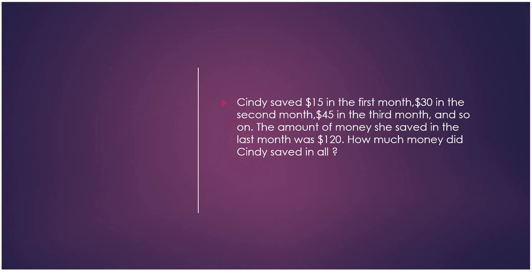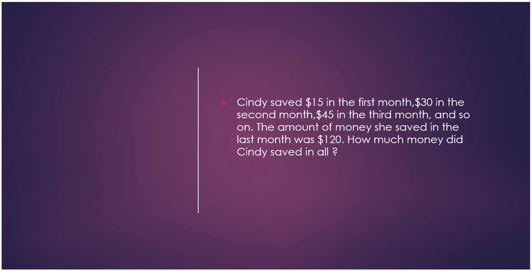Sydney saved $15 in the first month, $30 in the second month, $45 in the third month, and so on. The amount of money she saved in the last month was 120. So what does the question ask? How much money did Sydney save in all? In all is a sign of addition, right? Okay, so what do we have to do here to solve this problem?